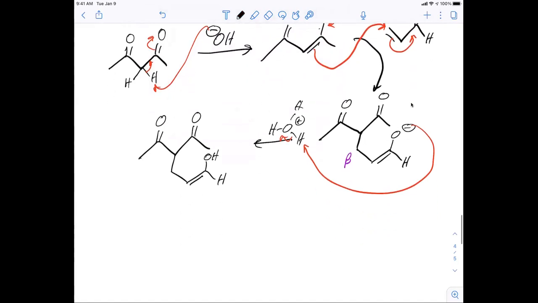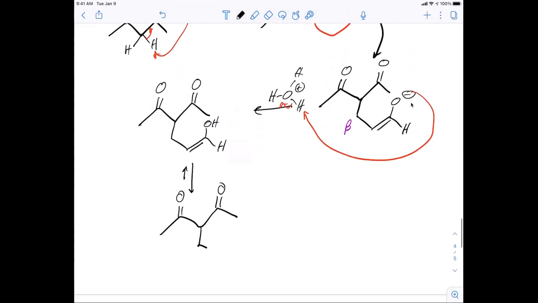Right, and then this is the enol form that's going to tautomerize back to the carbonyl. Questions?